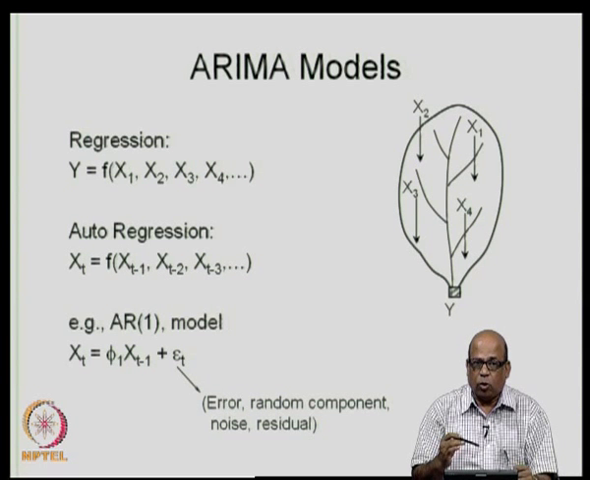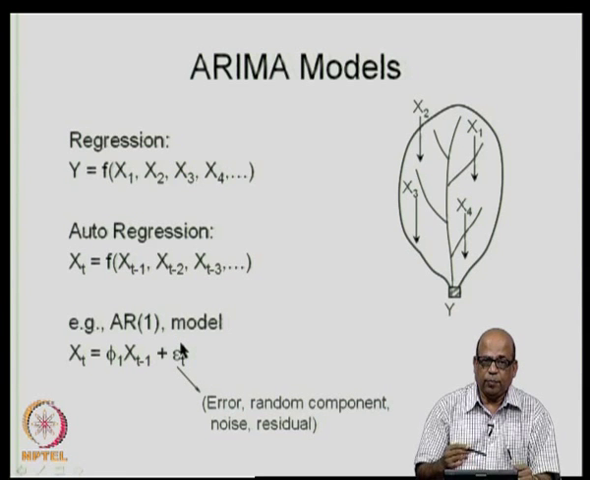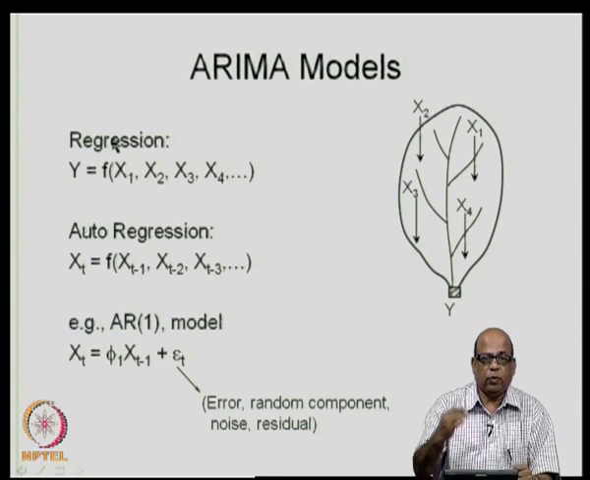Let us say you are talking about autoregression of first order. We may simply write x t is equal to some constant phi 1 into x t minus 1. If x t denotes the flow at time period t, you are regressing x t with x t minus 1, the flow during the previous time period, plus there is an error term or the random noise term here. So, this is the random component or noise or residual. So, you write x t is equal to phi 1 into x t minus 1 plus epsilon t, which is similar to what we did in regression.